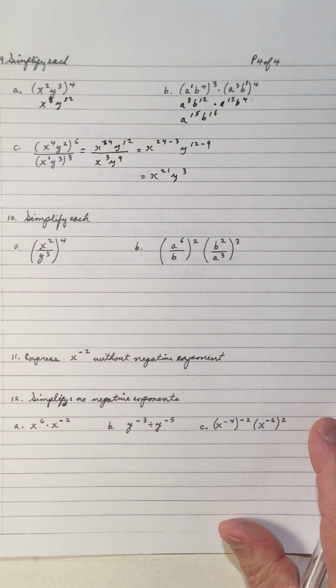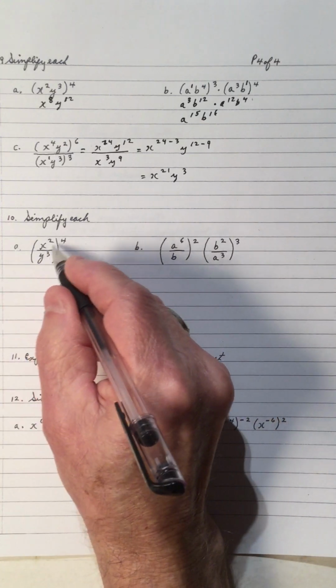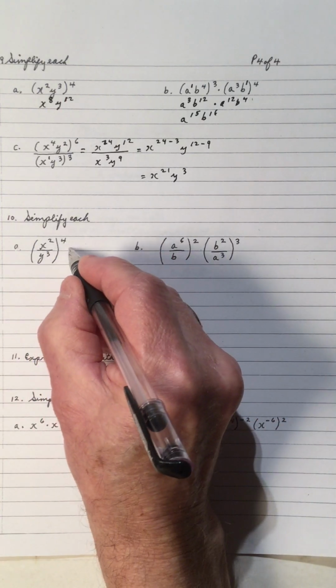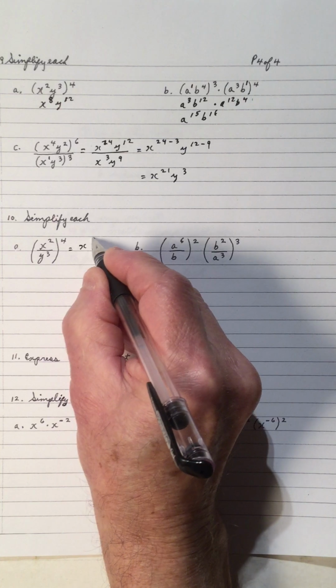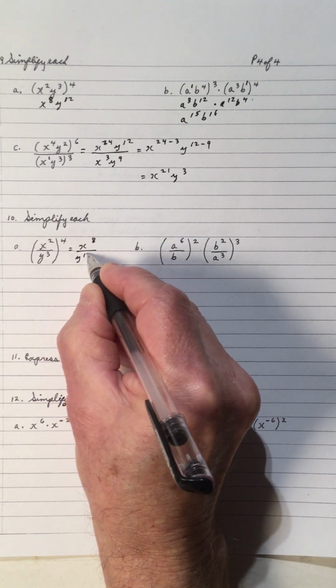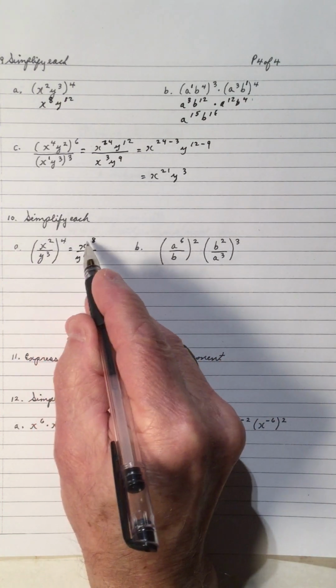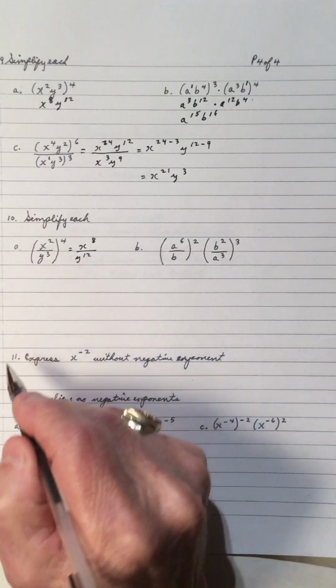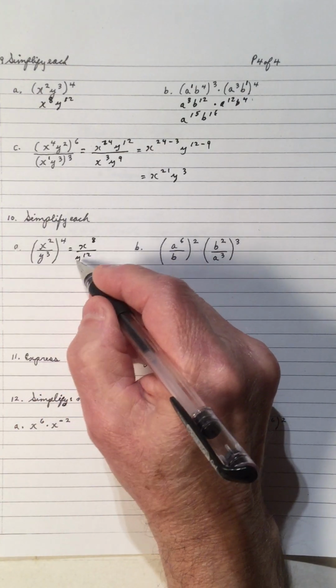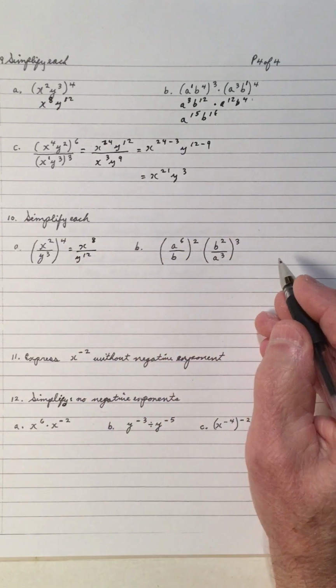Number 10, simplify each. And again, we have fractions, but it makes no difference. We still do a power of a power. So this is 2 to the 8th, we multiply, and y to the 12. Power of a power. So 2 times 4 is 8, 3 times 4 is 12. And you can't simplify it, you can't divide these out to make it simpler because they're not like bases.